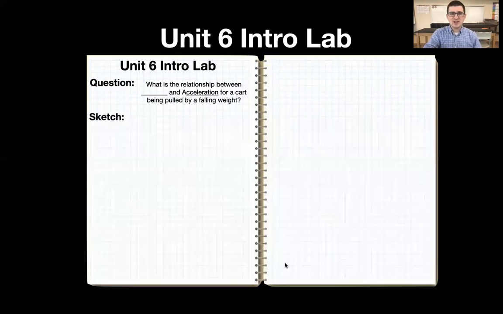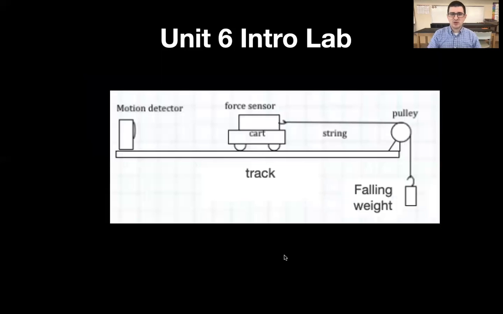So after we have the question, then we need to do a labeled sketch. And your labeled sketch should look something like this. Let me zoom in on this just so I can show you the most important parts. We're going to have the motion detector, which is going to be important. I'll give you a big hint: it's going to be important in determining one of the factors in this lab. And it's not the force, because we're also going to have a force detector on top of the cart.